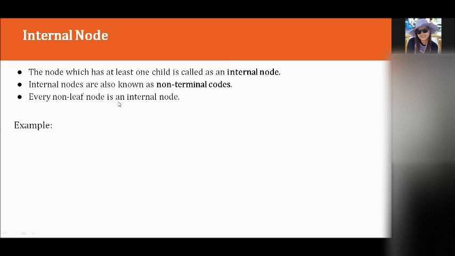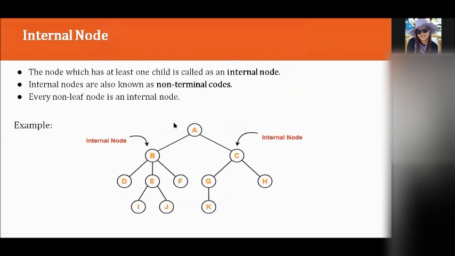The node which has at least one child is called an internal node. Internal nodes are also known as non-terminal nodes. Every non-leaf node is an internal node. So for example, nodes A, B, C, and G are all internal nodes. Okay?